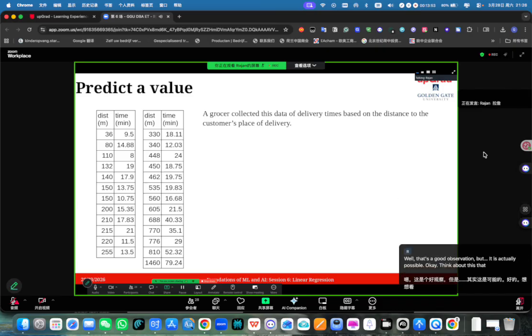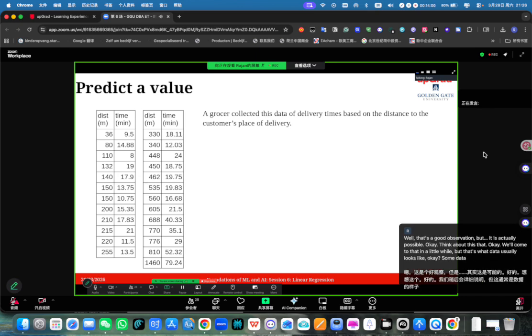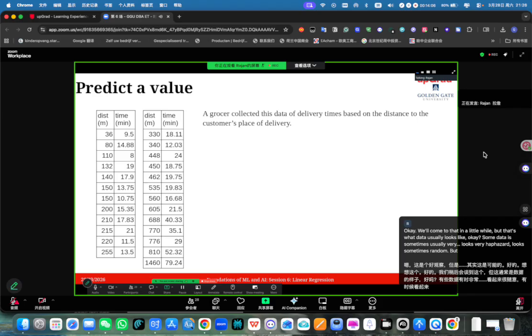Okay, we'll come to that in a little while. But that's what data usually looks like. Sometimes data looks very haphazard, sometimes random, but that's the data. Assuming these measurements were, within quotes, true, then it's possible.